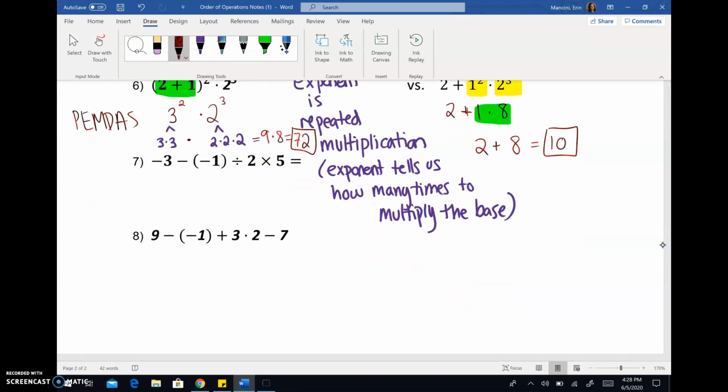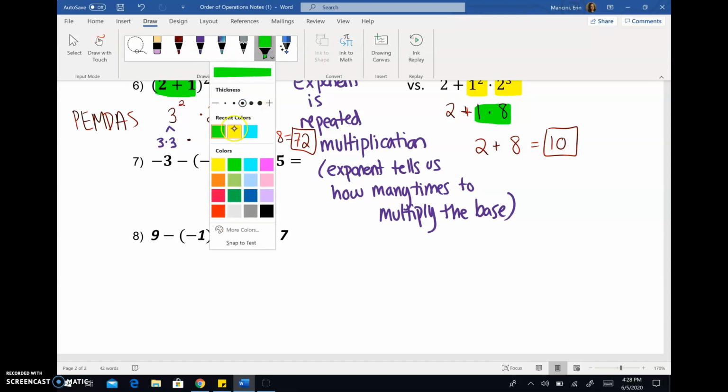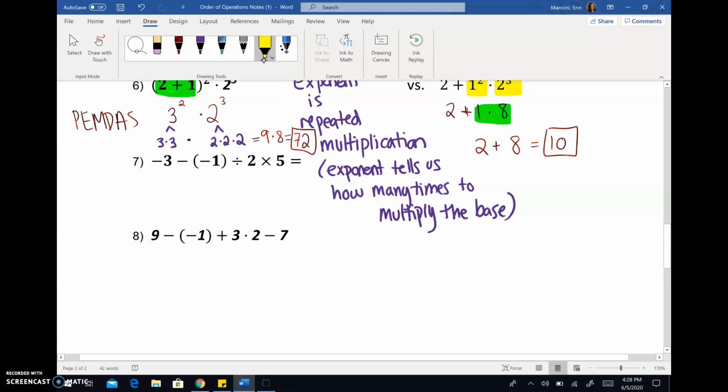I'm going to do one more and leave number 8 for you guys to do on your own. There's a lot going on here. There's a lot of steps, but I highly encourage you to take any math problem in chunks. Do one part at a time like I have been this whole time. So what am I going to do first?